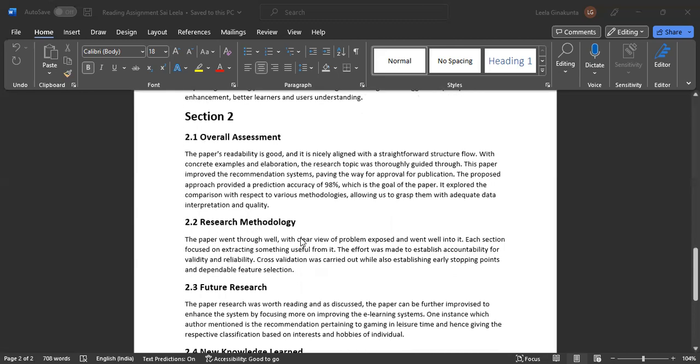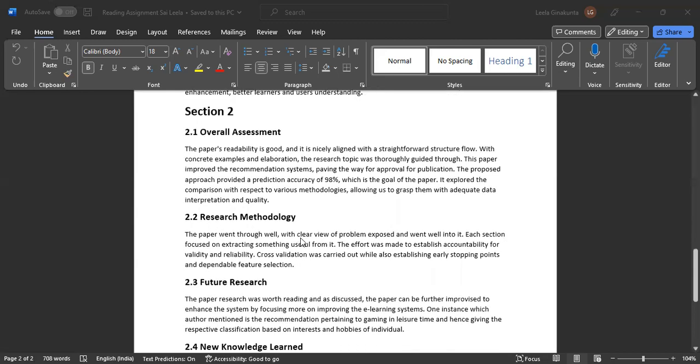Coming to the overall assessment under section 2, the paper's readability is good and it is nicely aligned with a straightforward structured flow. With concrete examples and elaboration, the research topic was thoroughly guided through. This paper improved the recommendation systems, paving the way for approval for publication. The proposed approach provided a prediction accuracy of 98%, which is the goal of the paper.